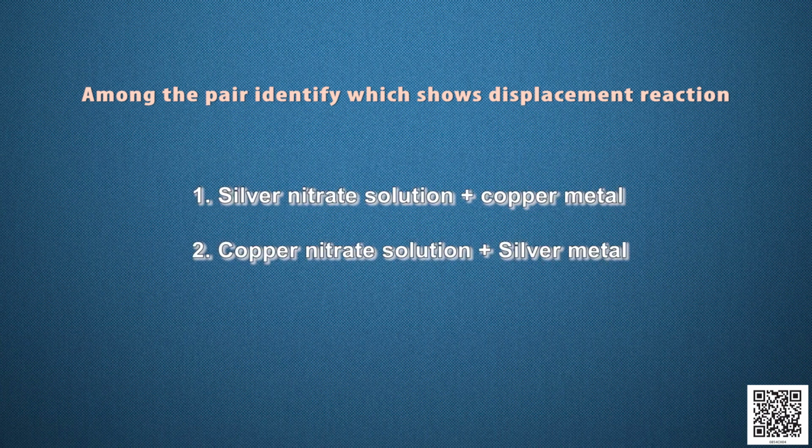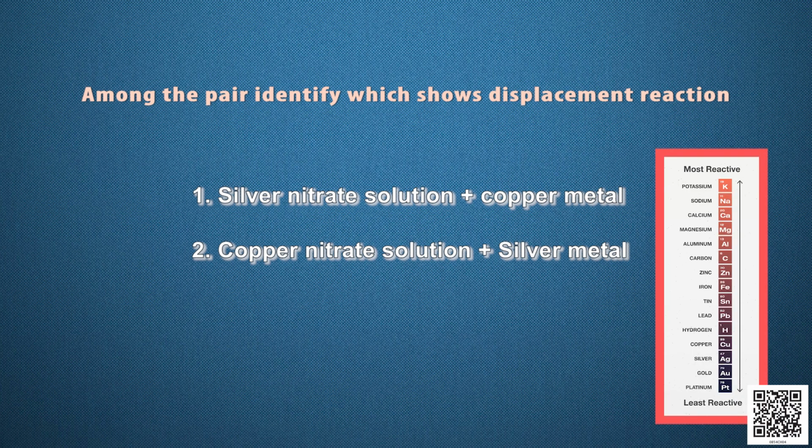Silver nitrate solution plus copper metal, copper nitrate solution plus silver metal. Among these two pairs, copper is more reactive than silver. Hence, copper displaces silver from silver nitrate solution. So, the correct answer is option 1, that is silver nitrate solution plus copper metal shows a displacement reaction.